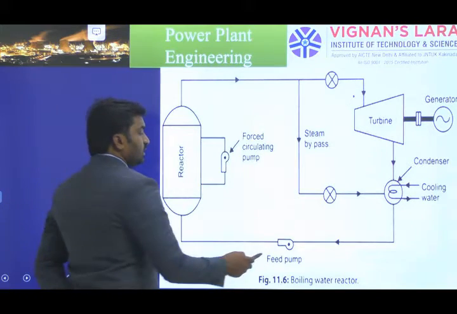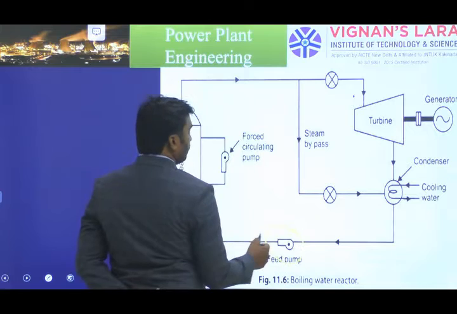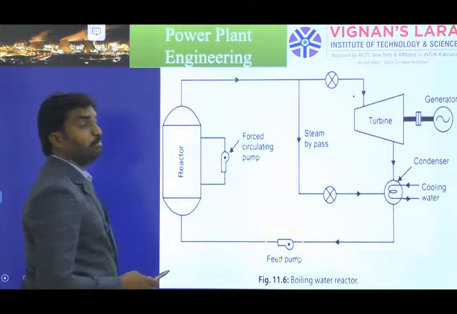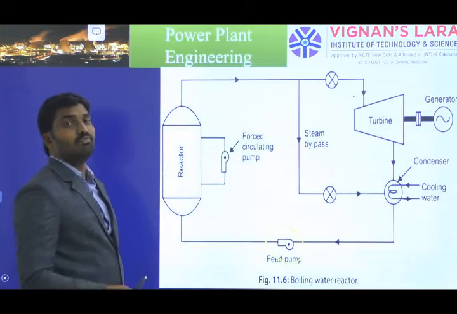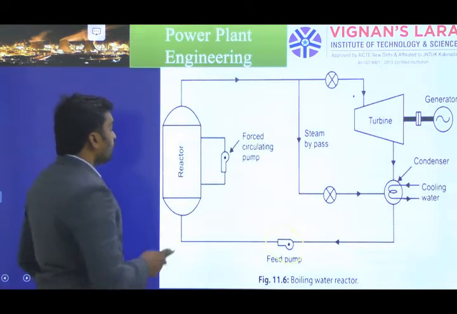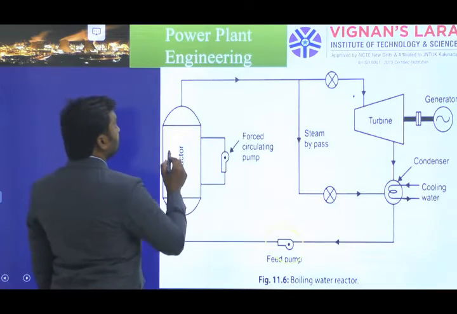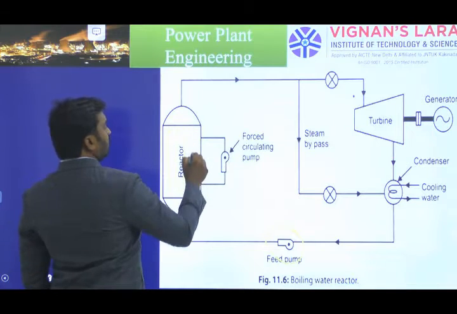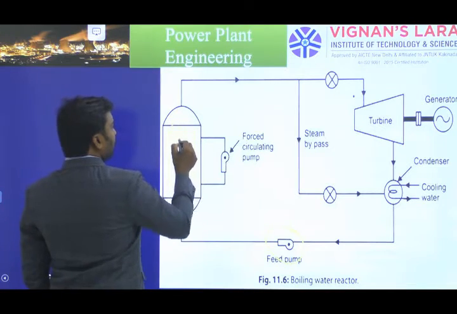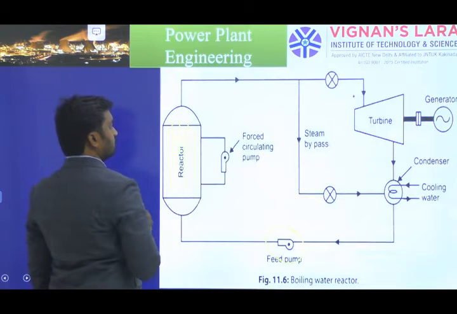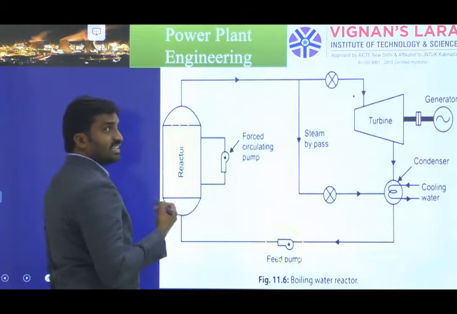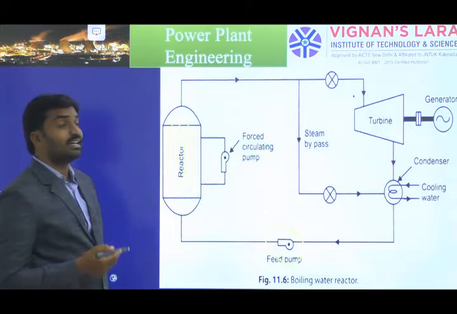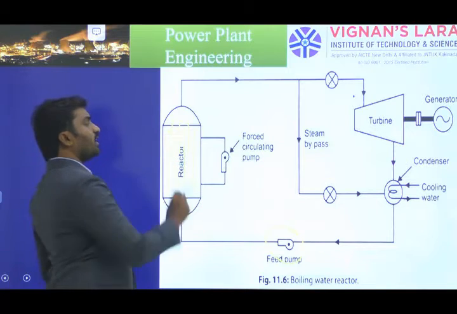So the first thing is we need to feed the reactor. So a feed pump is required for sending the water to the reactor. So what happened in the reactor? In this reactor we have fuel rods and control rods. So what happened with the fuel rods and the control rods? The fuel rods are continuously releasing the heat energy and that heat energy is controlled by the control rods.